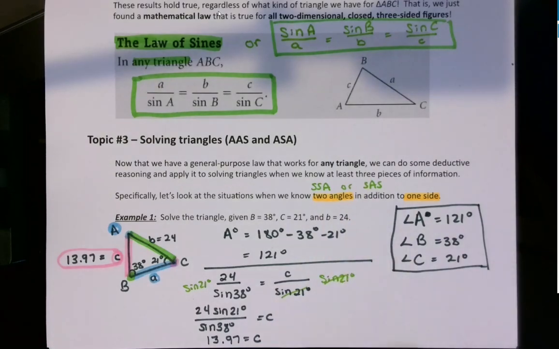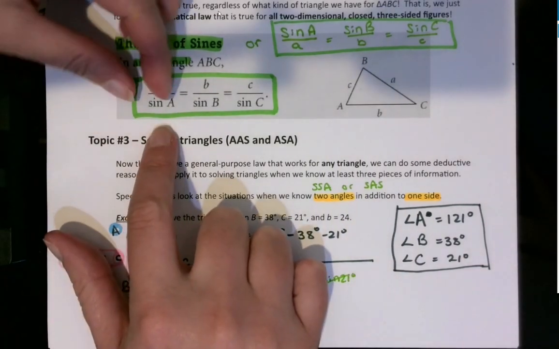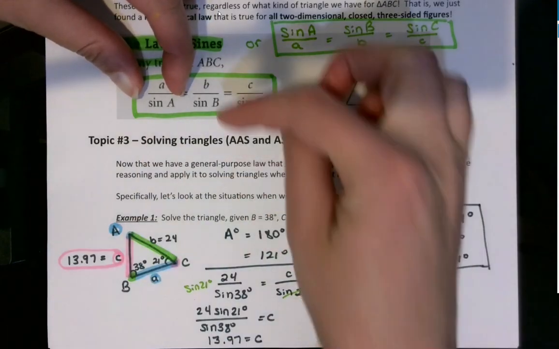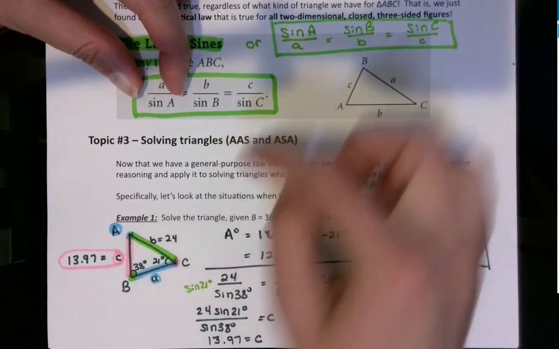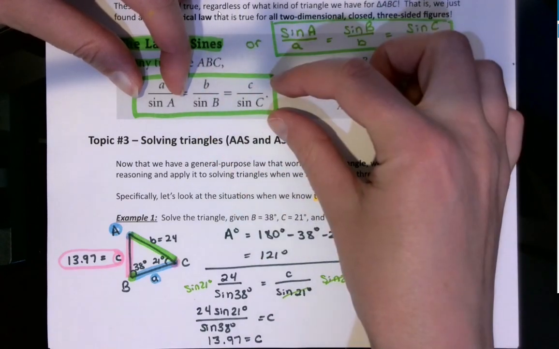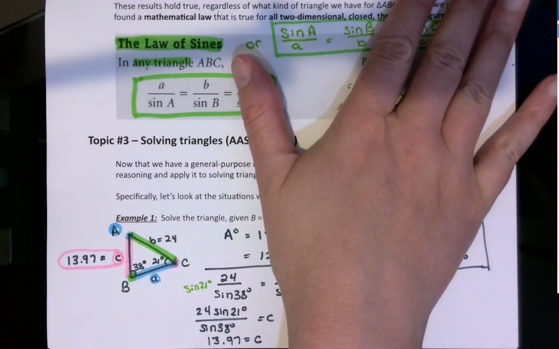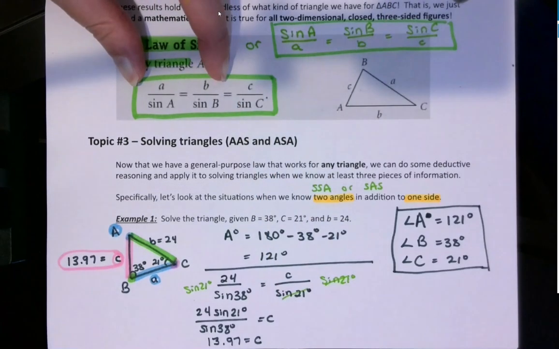Now that I am looking for side little a, I have to use the first fraction, but I do know both side B and angle B, and now I know both side C and angle C, so I can use either one of those along with it. I'm going to stick with B because that's the one that was given, so it doesn't have a rounded value like my little c does, but you can use either one.